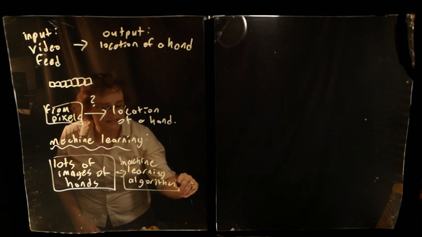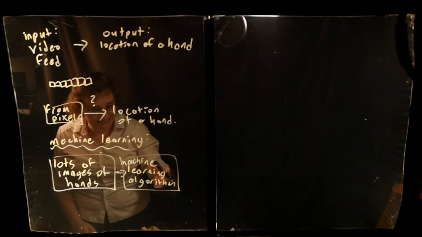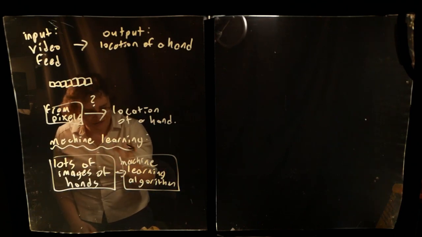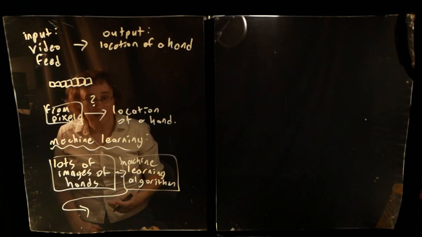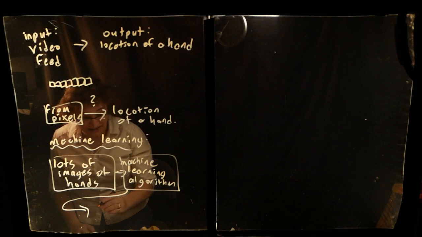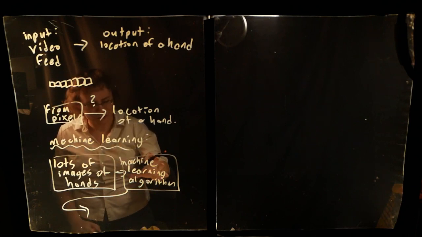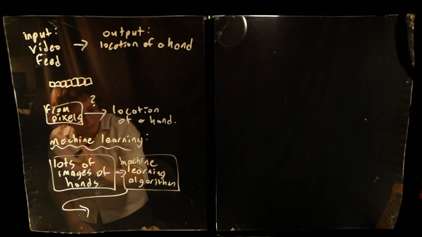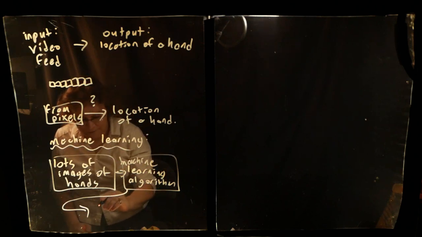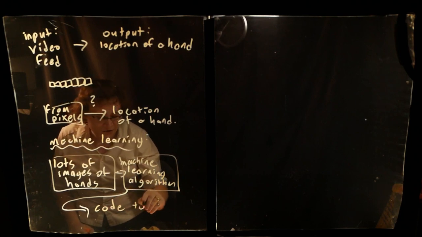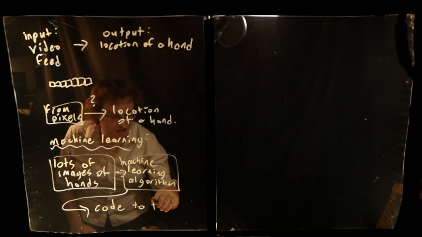So it's going to go into some sort of process that's going to analyze a bunch of hands, and then from that, create another piece of code that will be able to recognize the location of a hand. So we have this machine learning algorithm that, based on our input training data, is going to output a big set of code that will allow us to track the location of a hand.